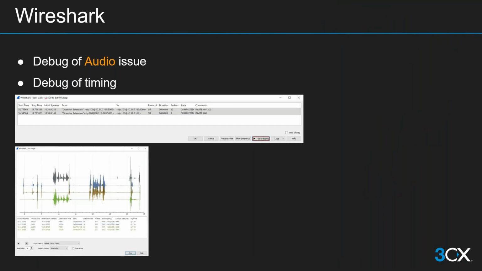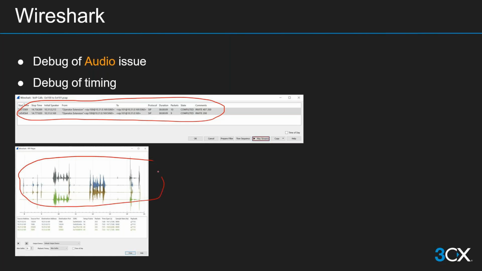Debug of audio issue. Again, we have the same call here. Then we mark both call legs. We say play streams. And then we have 4 streams in here, 2 times direction PBX and 2 times from the PBX to the end devices. Then we see here the source addresses of the devices.